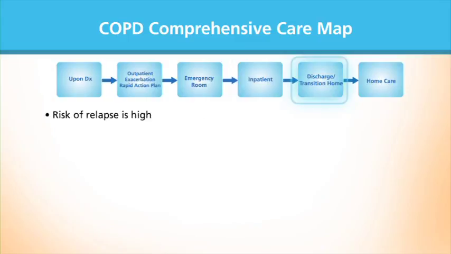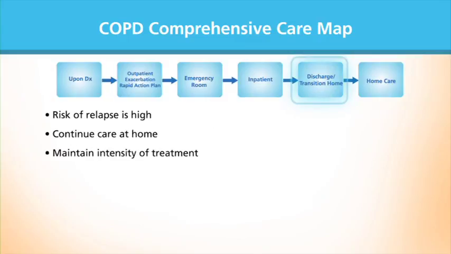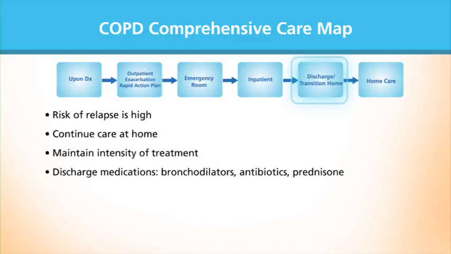Discharge and transition to the home. Now, this is an important point of transition where risk of relapse is high. So we want to continue care at home by maintaining the intensity of treatment. The discharge medications should include bronchodilators, the antibiotics, and prednisone.